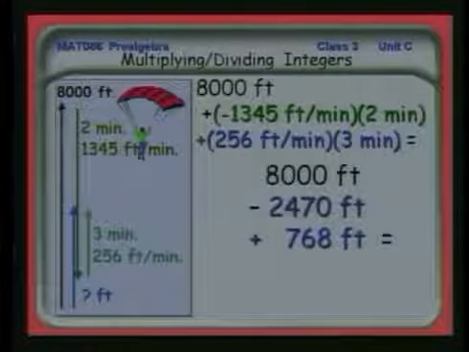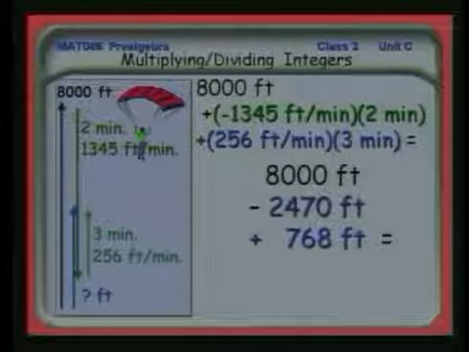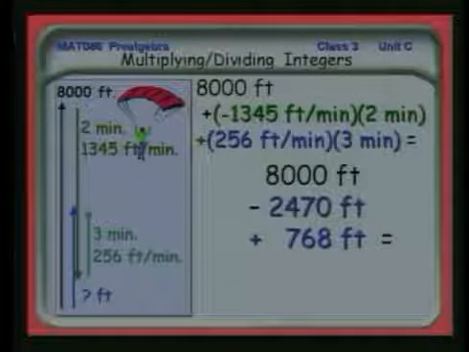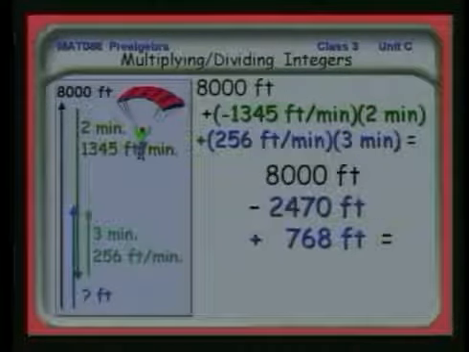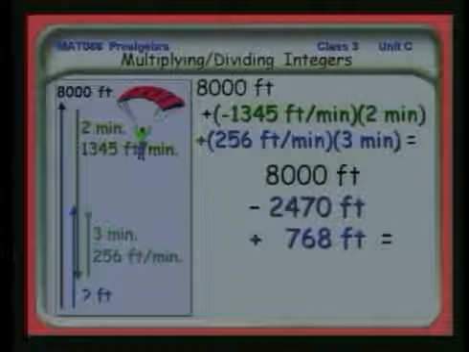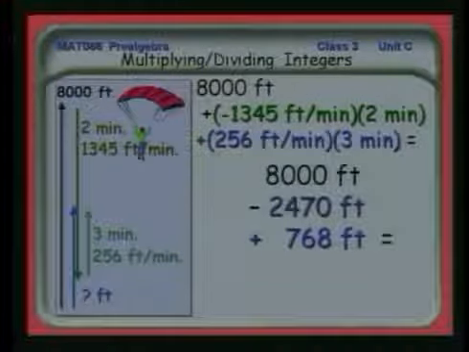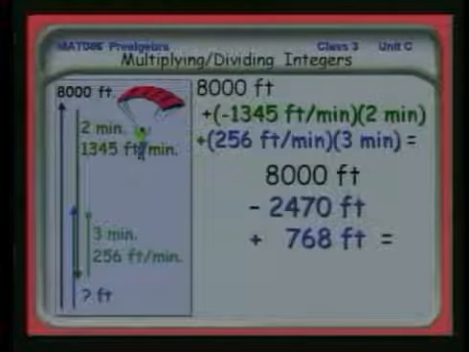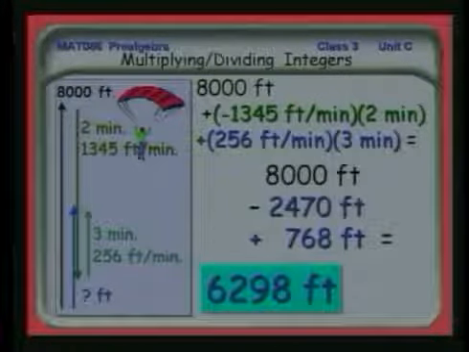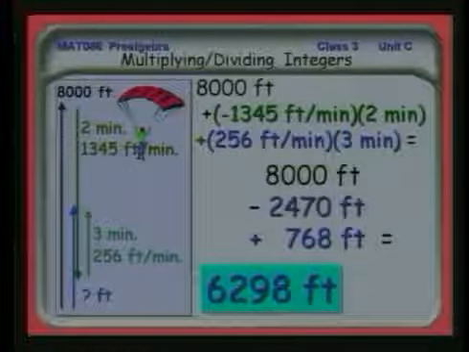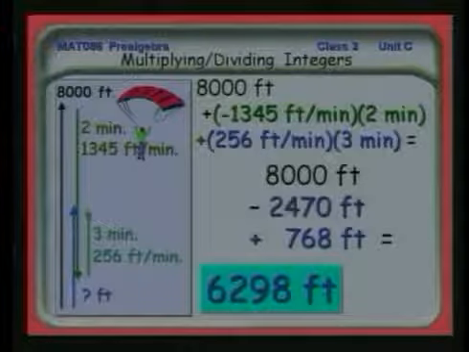When we do the math, we start at 8,000 feet. I fall 2,470 feet, which is what I get by multiplying minus 1,345 by 2. Then I go back up 265 feet per minute for 3 minutes. So those are all the distances. When I add those up, I find after 5 minutes, I'm 6,298 feet above the ground.